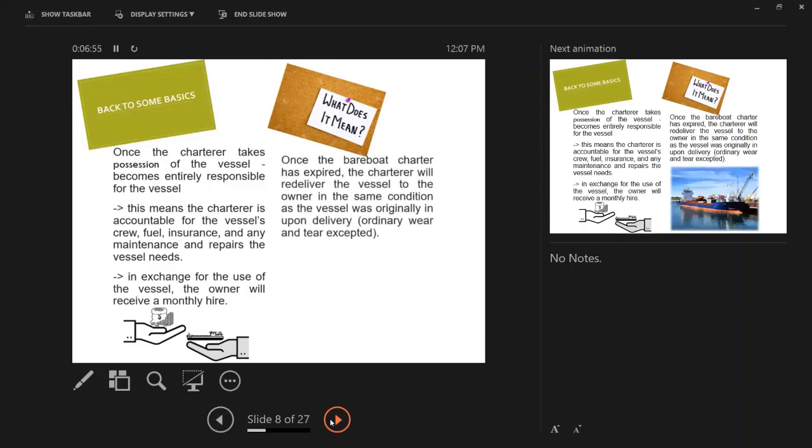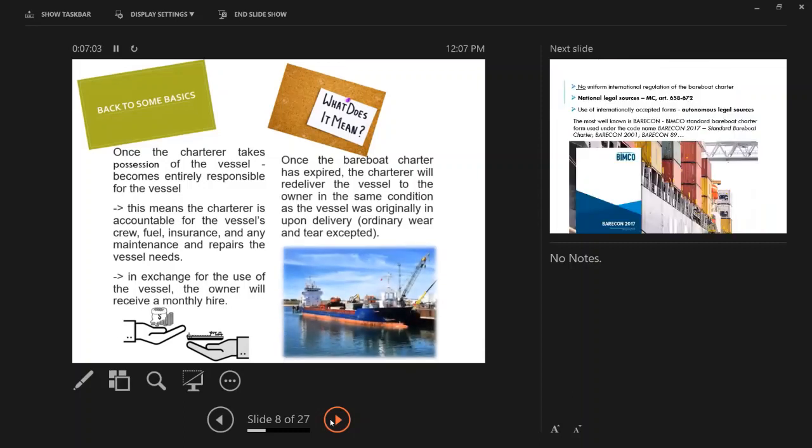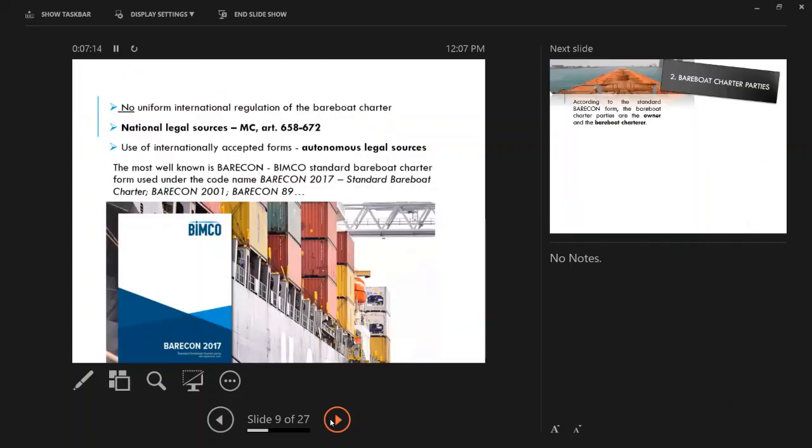And also, once the bareboat charter has expired, the charterer will redeliver the vessel to the owner in the same condition as the vessel was originally upon delivery. But of course, we have to keep in mind that ordinary wear and tear are accepted.